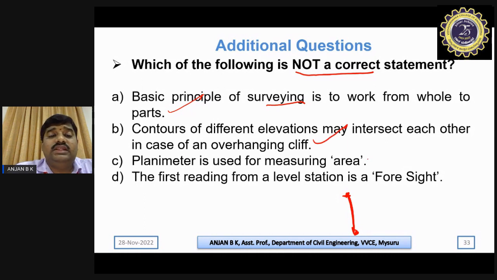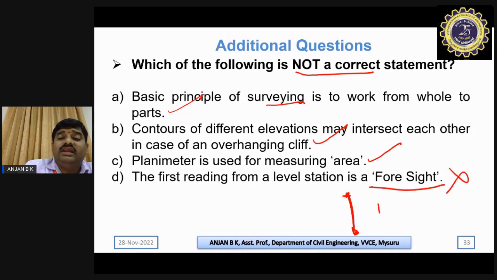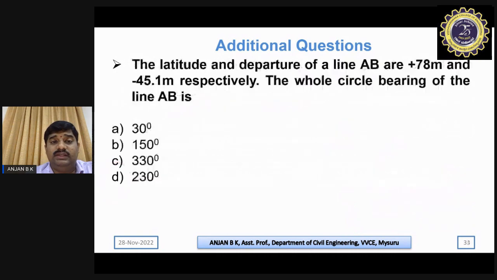Planimeter is used to measure the area, of course. The first reading for a level is called foresight. This is wrong. First reading is always backsight, and the last reading we take from the leveling station is foresight. Last reading is foresight. So the correct answer is D.